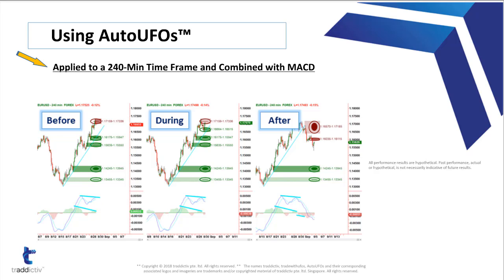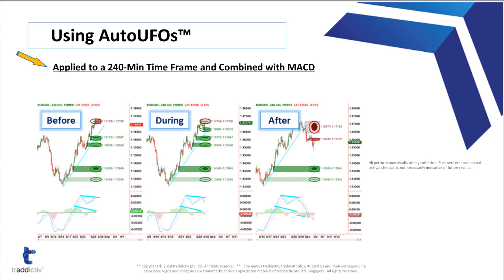Okay, and you kind of had a sign, you had a hint from the MACD that told you that the trend is weakening, but the timing for you to enter at the right time was measured more precisely, more systematically, thanks to the Auto UFOs app. Okay, so that's another example here.